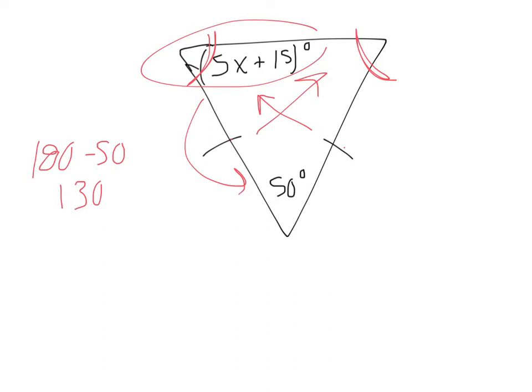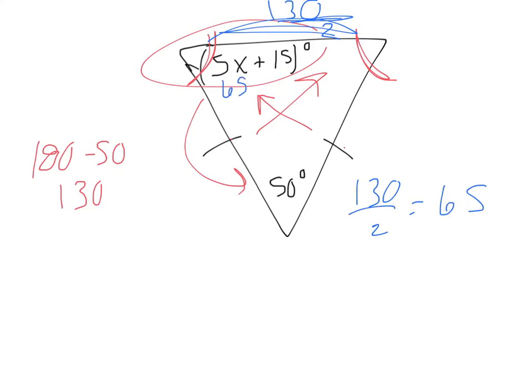So 130 degrees is what's going to be between these two angles. And we know that they're equal, so we can just divide that by 2. So 130 divided by 2 is 65. Now, these two angles are each 65. So is x 65? No, because this whole expression needs to equal 65.